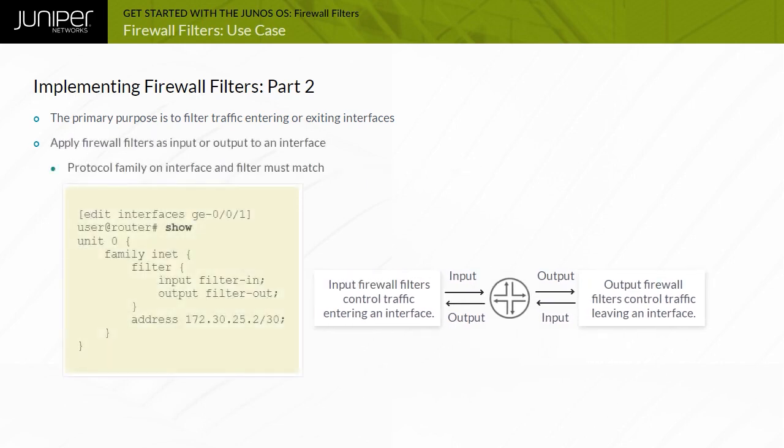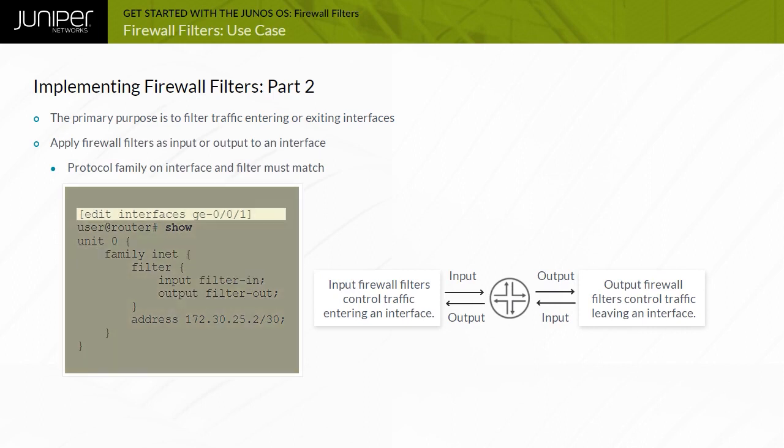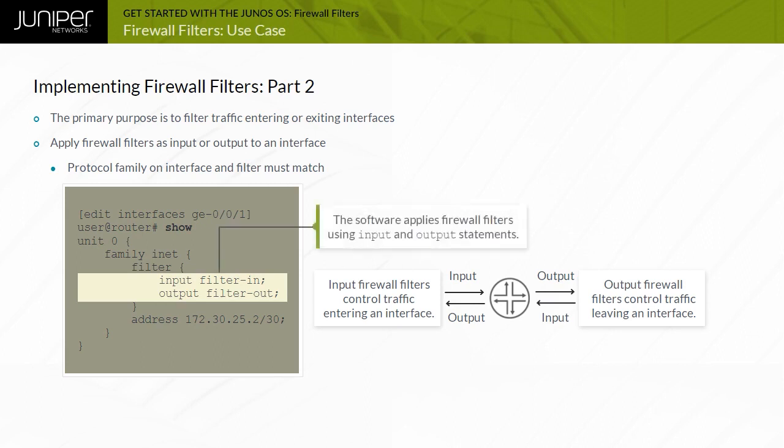You can apply IPv4 firewall filters to interfaces in the edit interfaces interface-name unit unit-number family inet filter hierarchy. To apply a single input or output filter, use the input filter-name or output filter-name configuration options. You can specify both input and output filters on the same interface. You cannot, however, apply an IPv6 firewall filter to an IPv4 interface. In other words, the protocol family for the firewall filter and the interface must match.